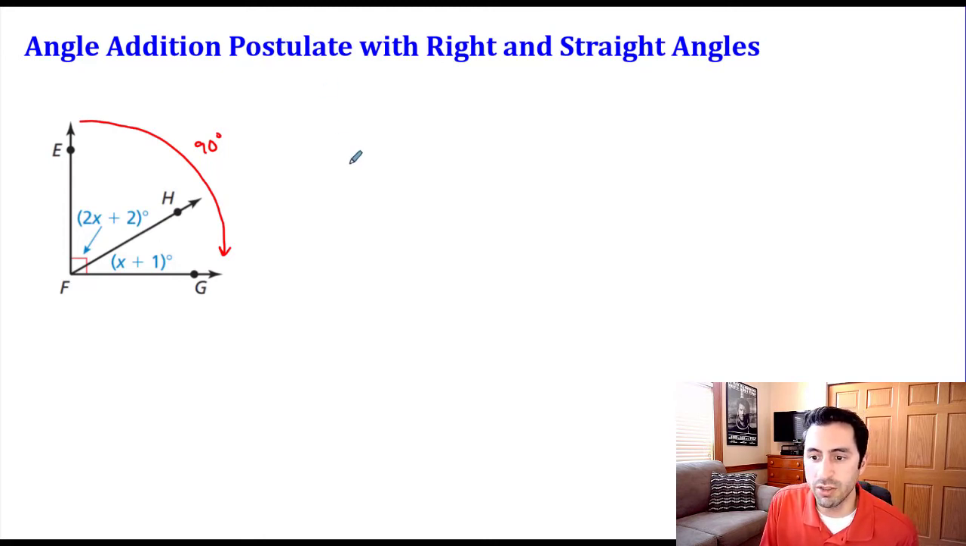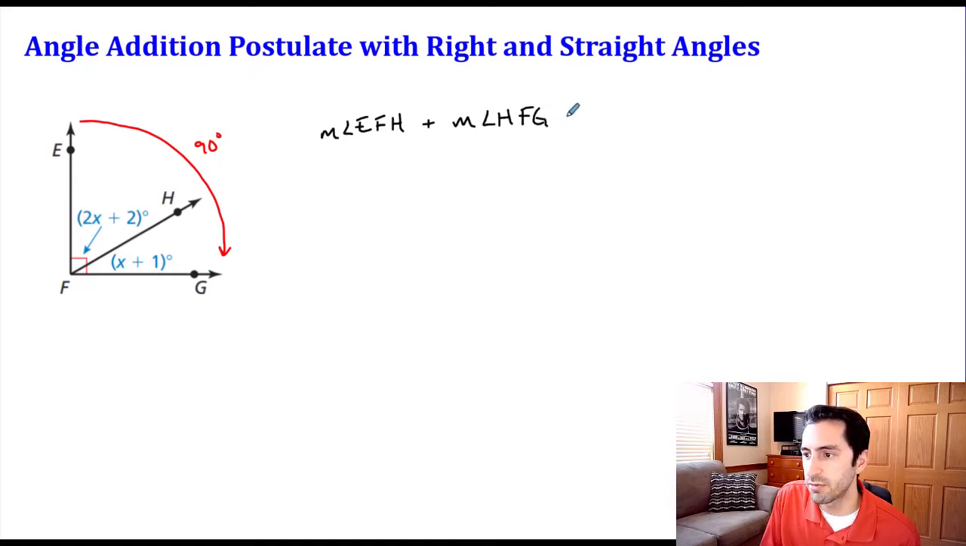So the angle addition postulate says if I take the two smaller ones and add them together, I should get the larger one. So for this diagram, that's going to mean the measure of angle EFH on the left, if I add that to the measure of angle HFG, altogether that should give me my right angle, which is the measure of angle EFG, which we know to be 90. So the first smaller angle, angle EFH, that's represented by the expression 2x plus 2. So right here, that's just this little piece.